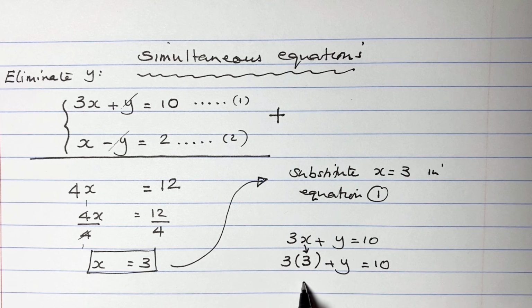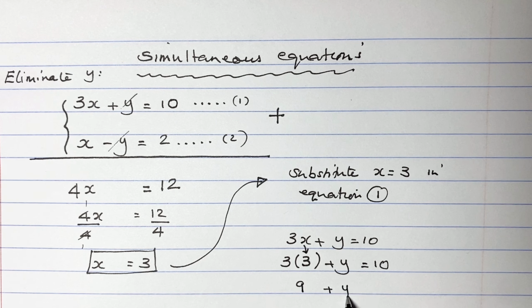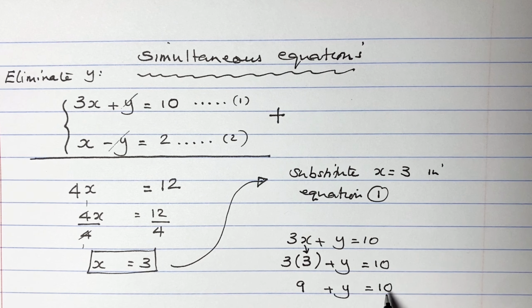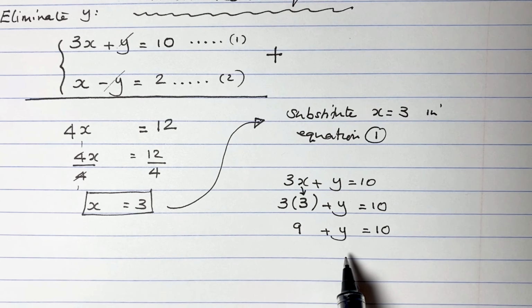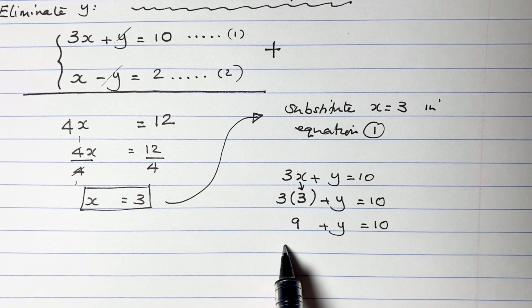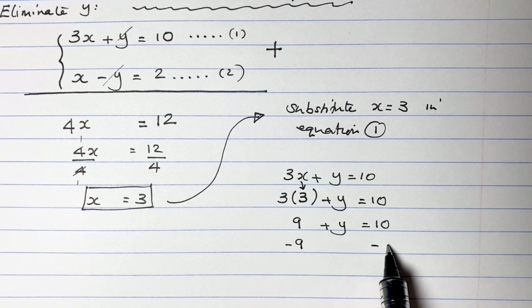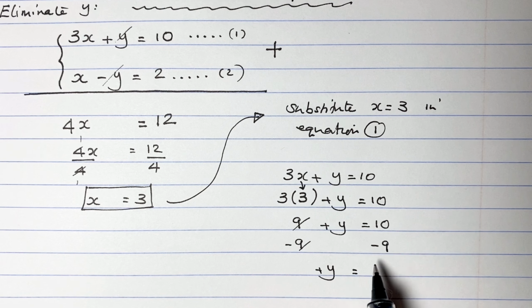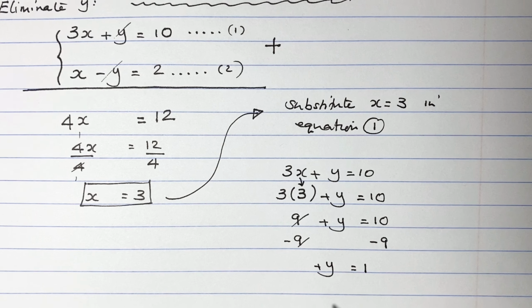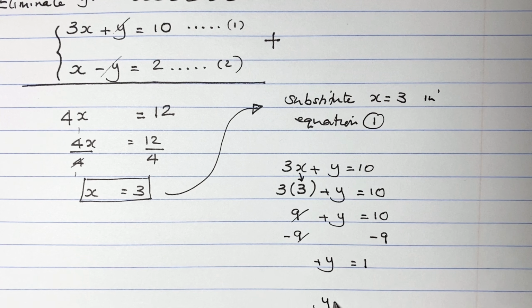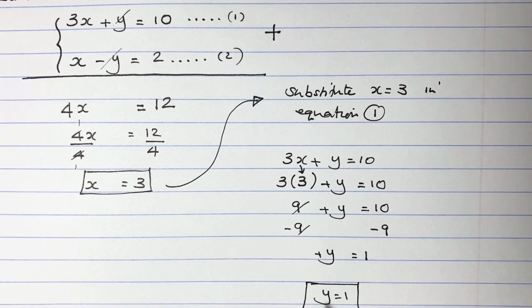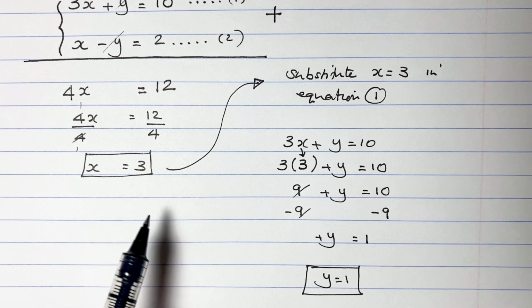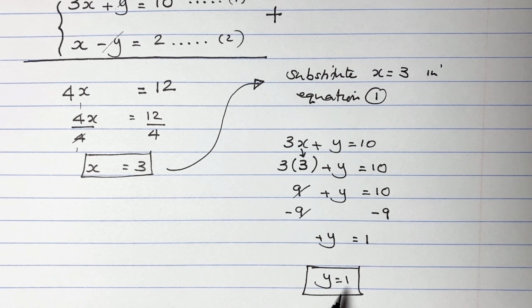3 times 3 is 9, plus y equals 10. A very, very simple equation. To find y, we remove 9 from both sides. So y equals 10 take away 9, which is 1. That means y equals 1. The two numbers we were looking for: x is 3 and y equals 1.